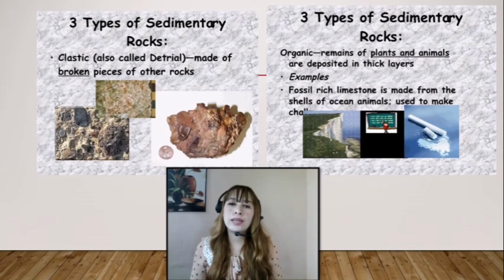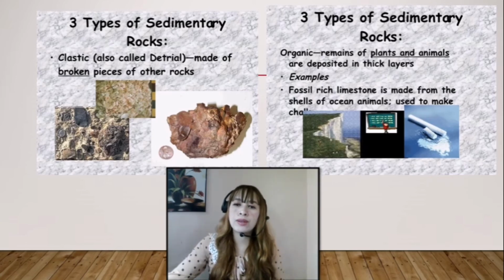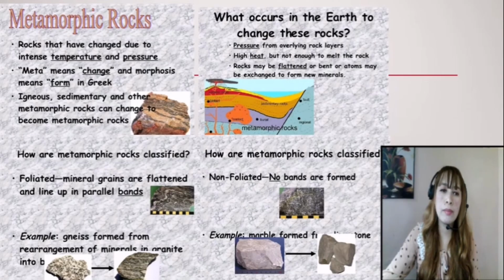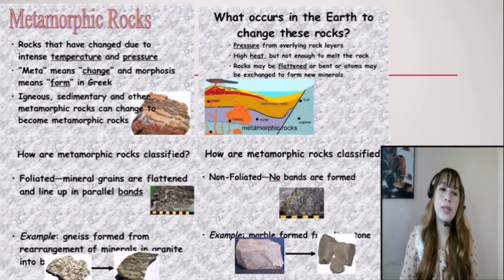The next one is the organic rocks, which are the hardened remains of plants and animals deposited in thick layers. Examples are fossil-rich limestone made from the shells of ocean animals. And the last classification is the metamorphic rocks.